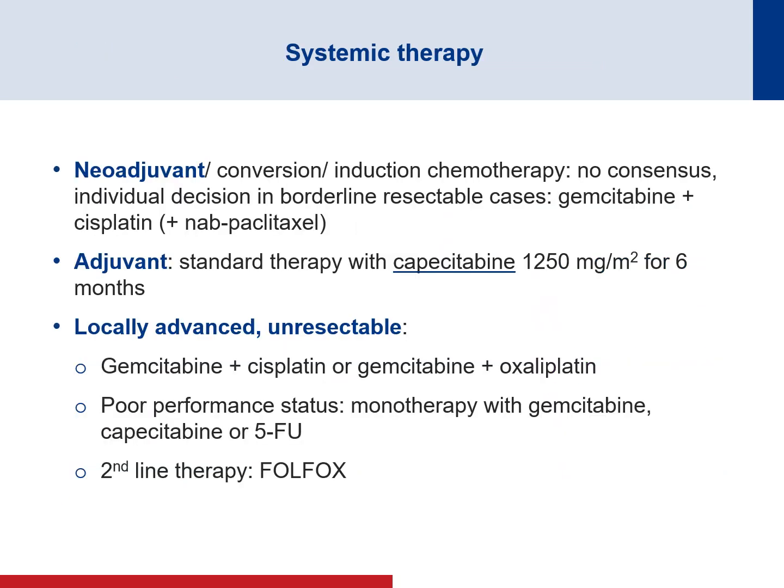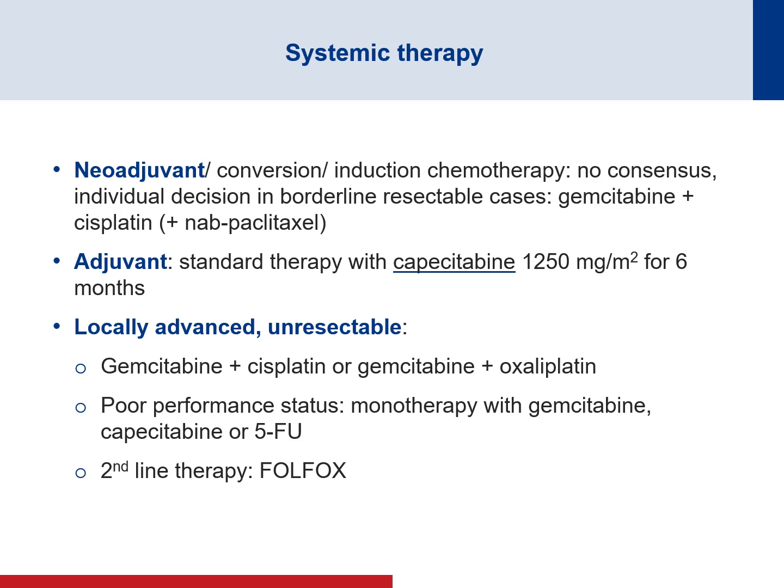Now let's talk about the systemic therapy in CCA. As for the neoadjuvant, conversion, or induction chemotherapy, there is still no consensus as of yet. It remains an individual decision in borderline resectable cases. The standard chemotherapy here would be a combination of gemcitabine with cisplatin plus minus nab-paclitaxel. As for the adjuvant setting, the standard therapy consists of a 6-month treatment with capecitabine.